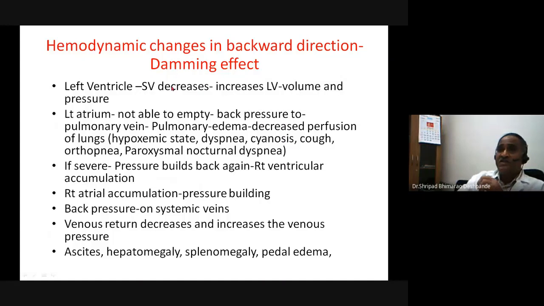Now the increased left ventricular volume increases the left ventricular pressure, and the increased left ventricular pressure does not allow the emptying of the atrium. That means the AV valve is not able to empty all the blood, because the emptying of the blood from the atrium into the ventricle is mostly because of the pressure gradient. The atrial contraction contributes only 10 to 15% of the total ventricular filling.